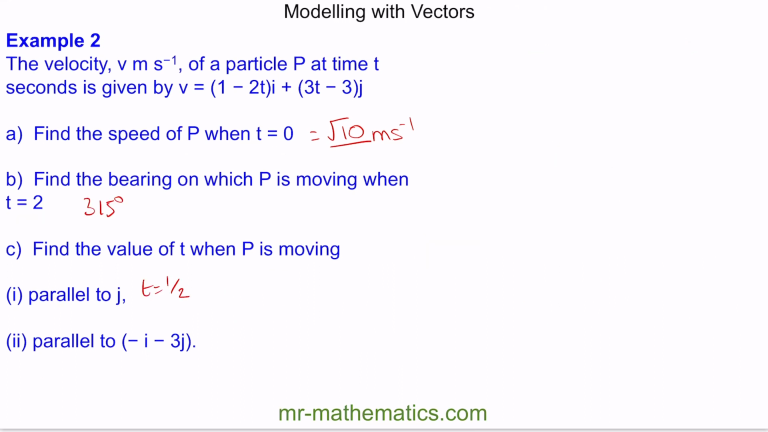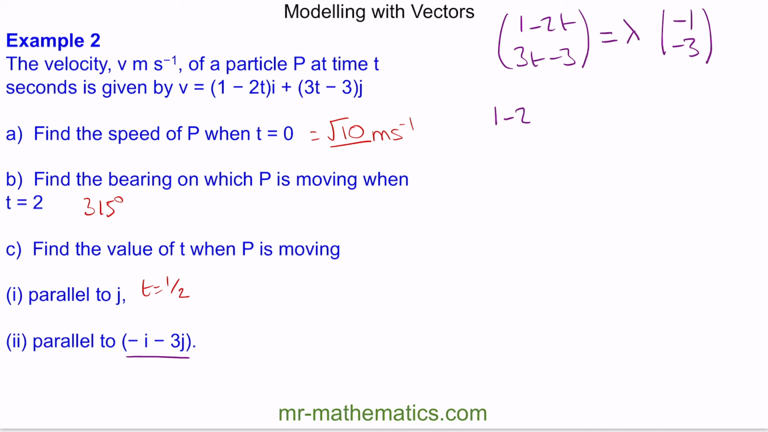Okay, so for question C, part 2, we're told that the vector 1 minus 2t and then 3t minus 3 is moving parallel to minus i minus 3j. So this will be some scalar quantity lambda of minus 1 and minus 3. So now we can equate the i terms. So 1 minus 2t will equal minus lambda. So we have multiplied this out here. And then 3t minus 3 will equal minus 3 lambda.